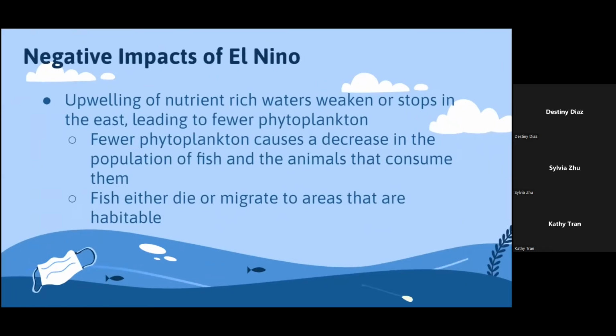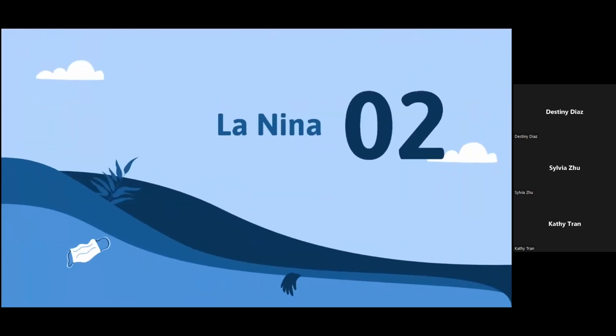In addition, some more negative effects are that the upwelling of nutrient-rich waters weakens or stops in the east. This leads to fewer phytoplankton. And when there are fewer phytoplankton, it causes a decrease in the population of fish since they don't have enough food to eat. This also causes a decrease in the population of other animals that consume fish. And fish either die or migrate to areas that are more habitable.